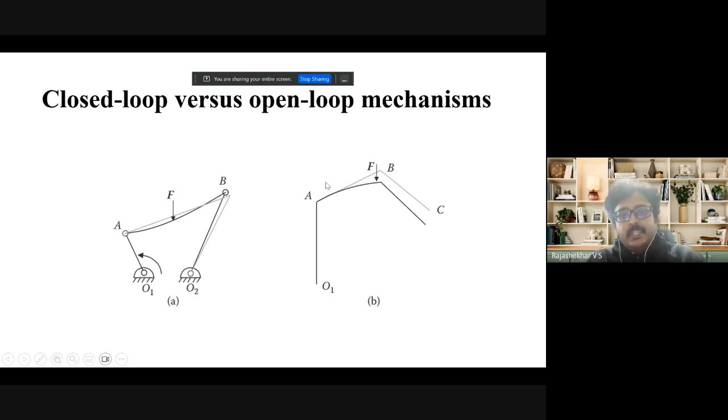But if you take a serial robotic arm, where O1A is a link, AB is another link, and BC is another link, and there is a bend in the link AB due to the force F, since it is open loop, AB will rotate to the appropriate angle so that point C is reached. So this error correction is possible in serial robots, but it is not possible in closed loop mechanisms, which are used in robots.